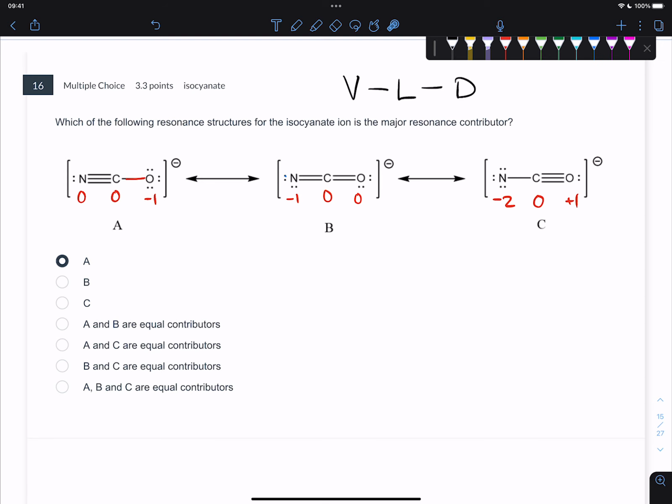Now you're like, well, which one is the better structure? Here's how you can decide that. Obviously you can't get all 0 formal charges everywhere for every atom. That's just not going to happen.